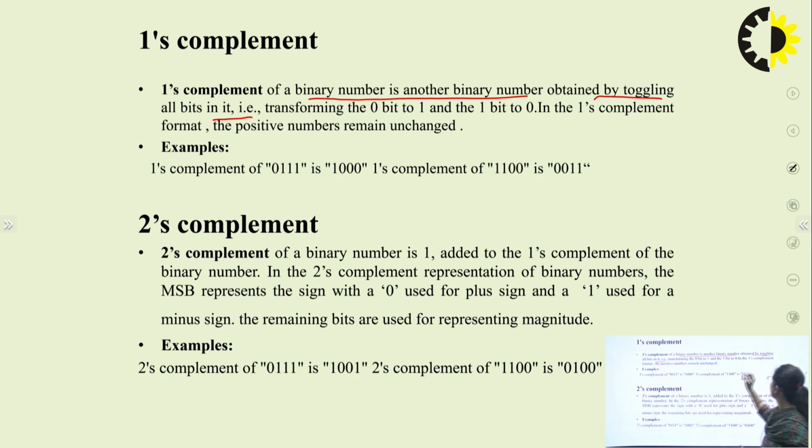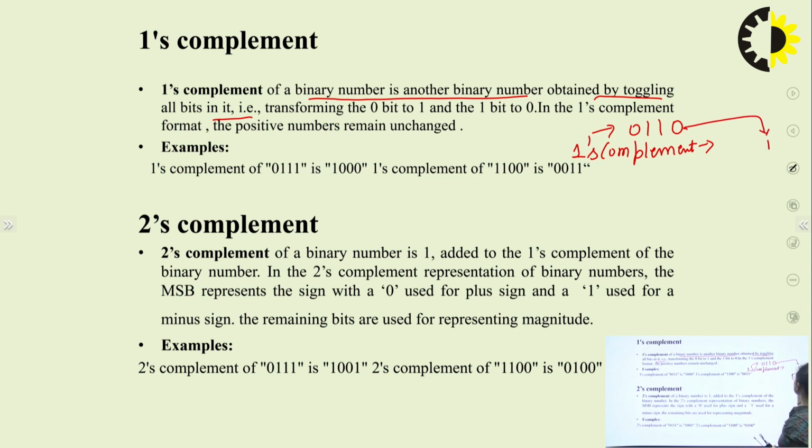Let us understand with a binary number like 0, 1, 1, 0. This is the binary number here, and we want to do the 1's complement of this particular number. So what will be the 1's complement? 0 will be converted to 1 and 1 will be converted to 0. So this 0 will be converted to 1, this 1 will be converted to 0, this again 1 will be converted to 0, and this 0 will be converted to 1. This will be the result of our 1's complement.